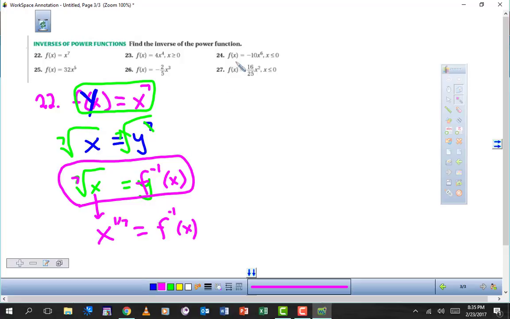Anyhow, let's try maybe 24. A little bit different problem here. This time we have f of x is equal to -10 x to the 6th power. And notice we have a domain restriction this time. X is less than or equal to 0.